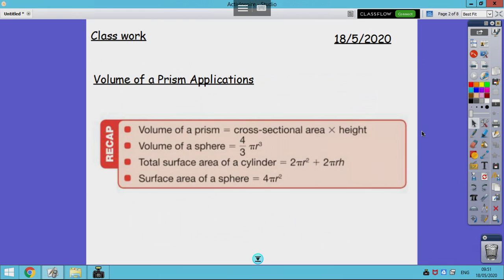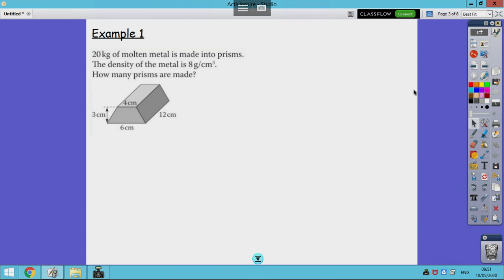Then there's a recap of the things that we've learned so far. So we've learned about the volume of a prism, the volume of a sphere and the surface area of a sphere, and also the volume and surface area of a cylinder. Those are the formulae that you might need to look back at for this exercise. Now, the first thing we're going to do is a quite complicated example to do with density. They love to involve volume with density and mass, the density formula.